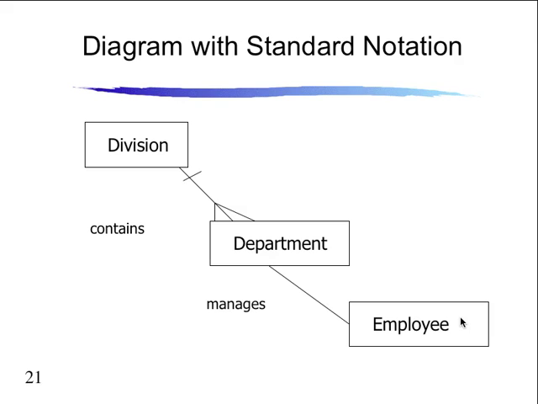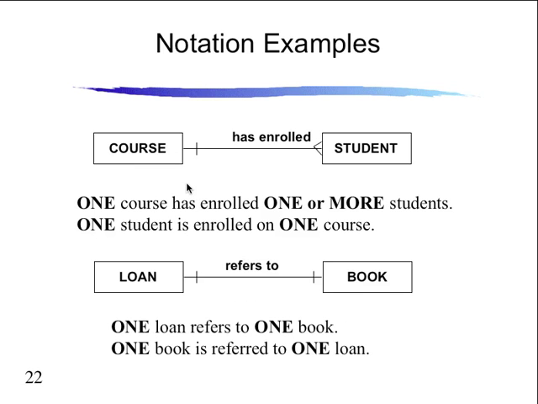So here's our diagram with our standard notation attached to it. We just added some crow's feet to it here. We put a line through it here. So this is as simple as your diagrams can be for your systems. They don't have to be complex. And some more notations here.